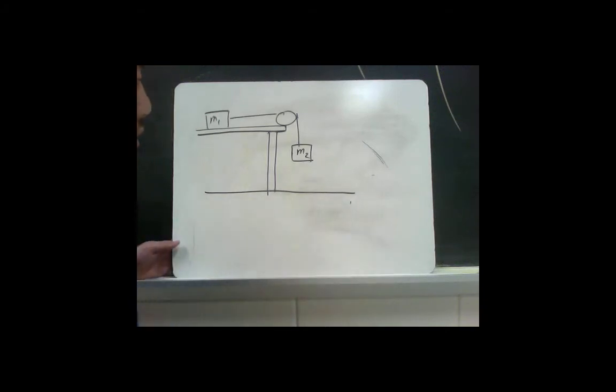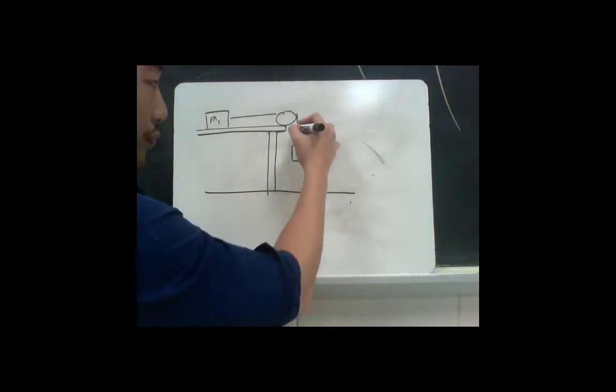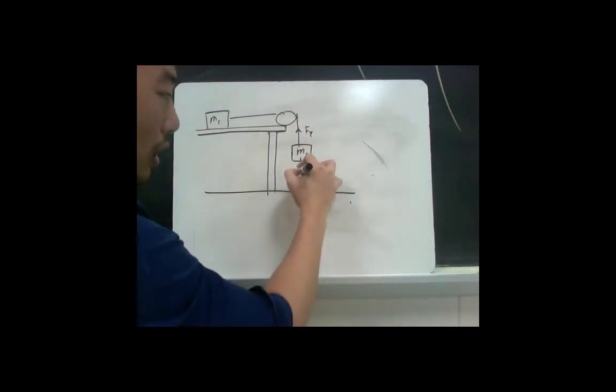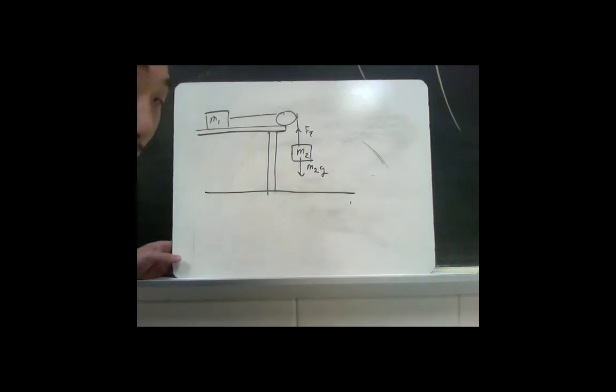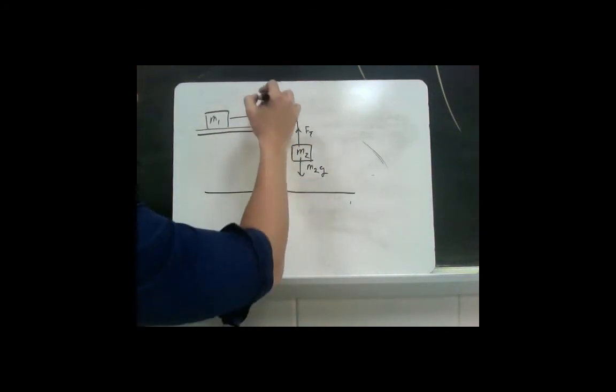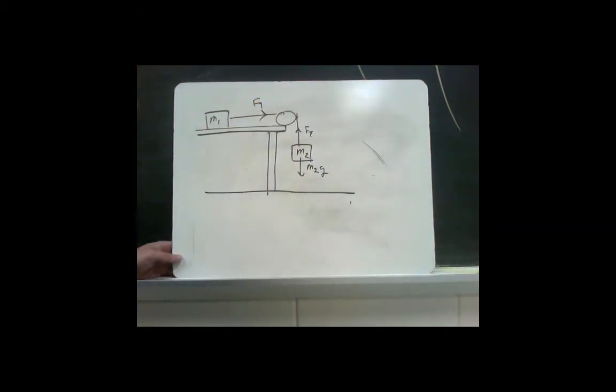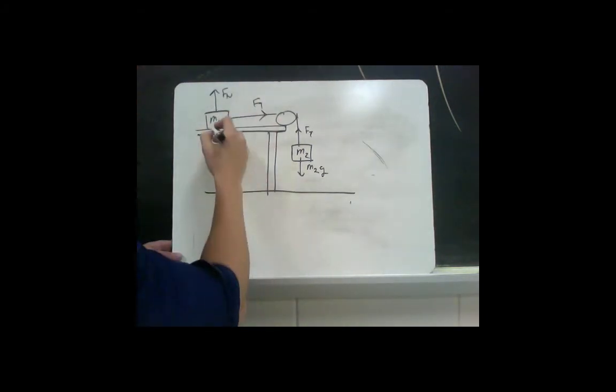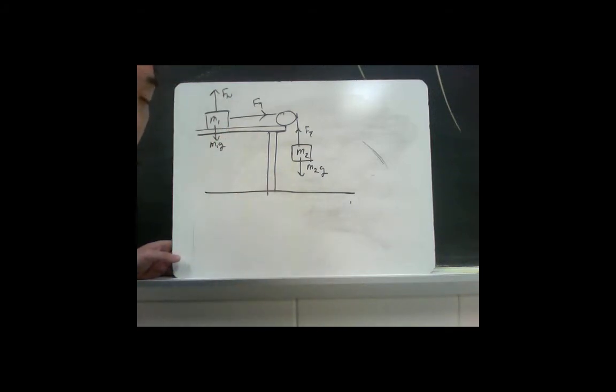All right, what you want to do to start you off is create a free body diagram. Okay, so I'm going to start with M2. So we have the force of tension going up, and we have the weight going down. All right, we have the force of tension along the rope going to the right. We have the normal force pointing up, and we have the weight of block 1 going down.